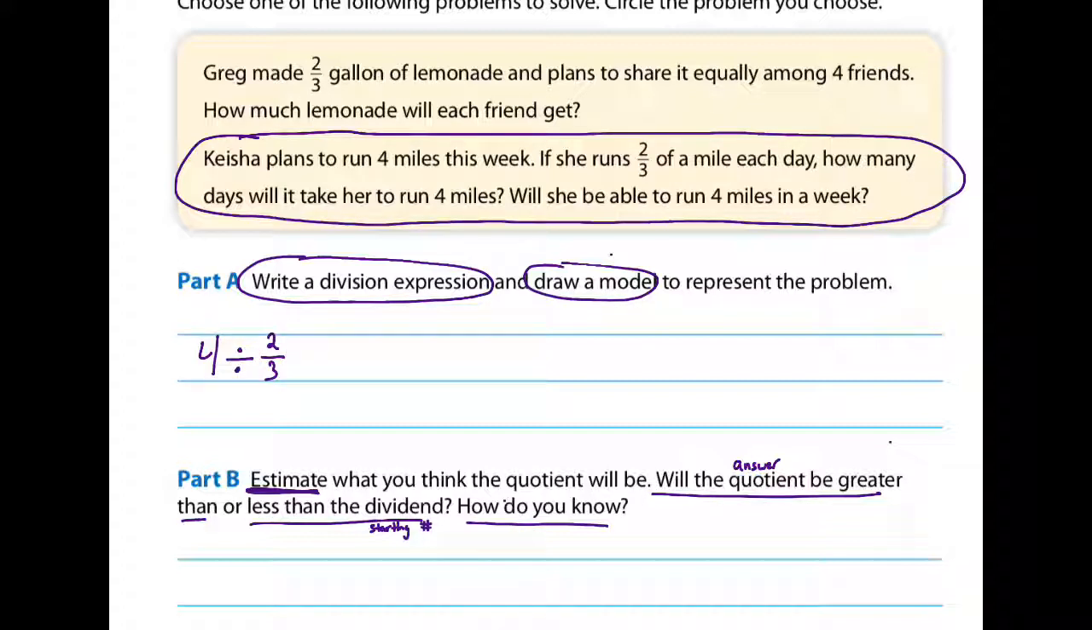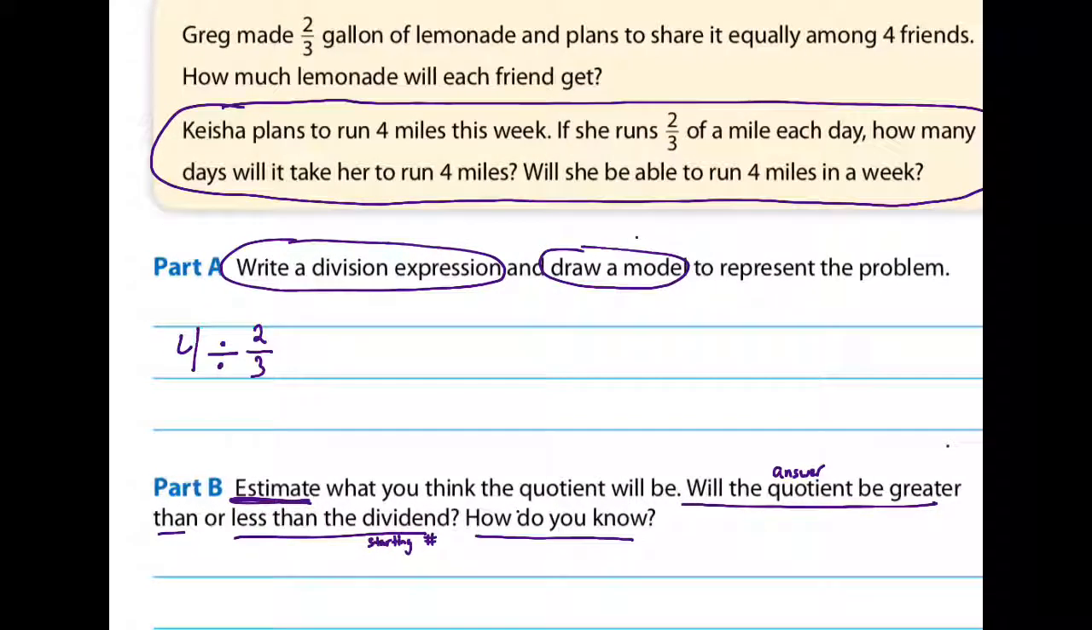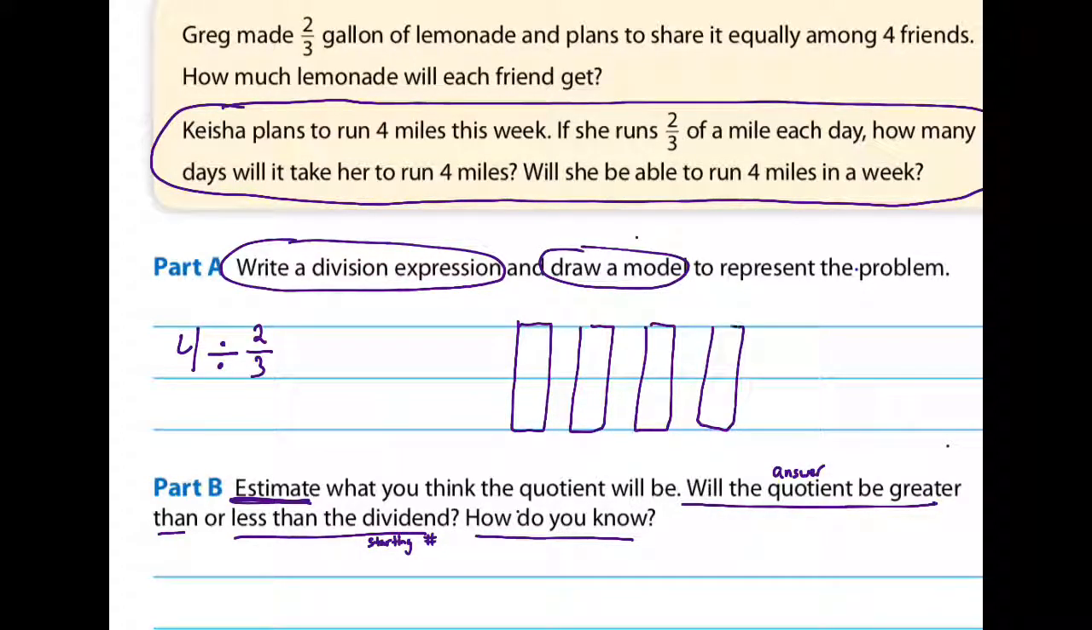Okay, so now it says draw a model to represent the problem. You can do a number line or you can do rectangles. So I'm going to draw 4 rectangles. These represent the 4 miles that Keisha is going to run this week. And she plans to do 2/3 mile each day, so I have to split each one of these in 2/3. And each day she runs 2/3 of a mile. So basically, how many 2/3 are in 4? I'm going to go through and circle all the 2/3.